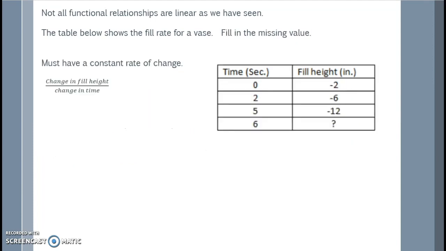The table below shows the fill rate for a vase. Fill in the missing value. This must have a constant rate of change in order for us to find that missing value. So we'll talk about the change in the fill height over the change in time.